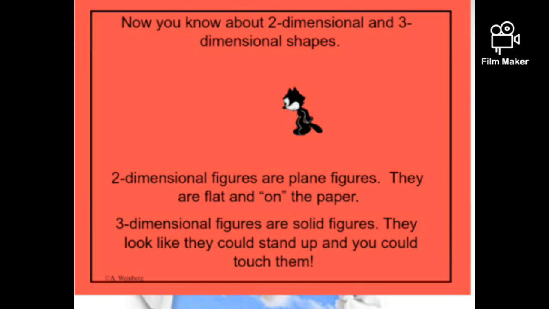Now, in conclusion, you know about two-dimensional and three-dimensional shapes respectively. Recall that two-dimensional shapes or figures are plane figures. They are flat and on the paper. You can either draw them or paste them. While three-dimensional figures or shapes are solid figures. They are the types that you can carry in your hand. They look like they could stand up and you can touch them properly.